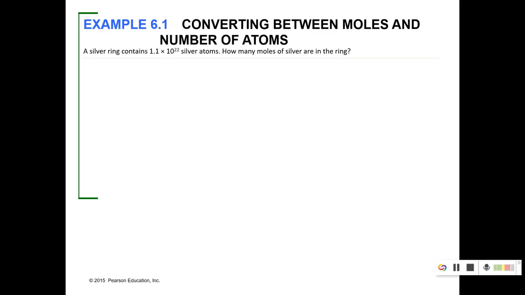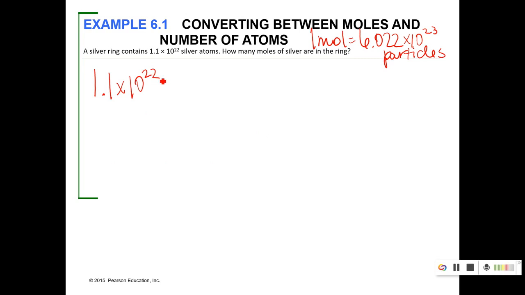Okay, so here they're doing the conversions. I'm just going to jump right in. Remember, the conversion unit we're using is 1 mole is equal to 6.022 times 10 to the 23, and that's for particles, whatever particles we have, whatever particles they're asking for. For now, they're just going to be asking for elements. In a little bit, we'll transition to compounds. Okay, so they give us 1.1 times 10 to the 22 atoms of silver.